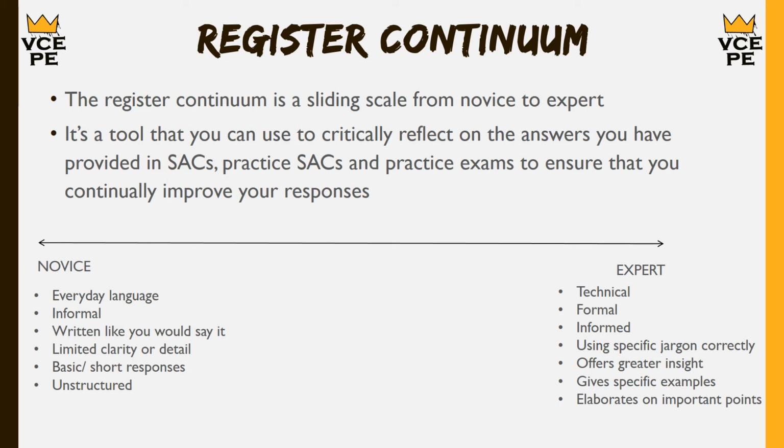So, as I just said, we are trying to look at improving our written responses. And a tool, again, this was taken from the same PD I went to at that ACHPA conference, and it's called the Register Continuum. This is something that in my class we do on a pretty regular basis. And it's something that once you've learnt it, you can apply it to every single answer that you write. And the whole idea is that it's a tool to critically reflect on your answers.